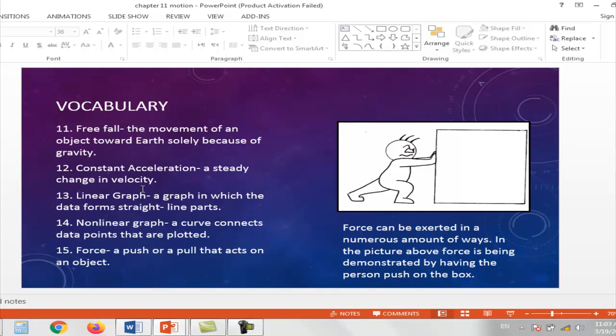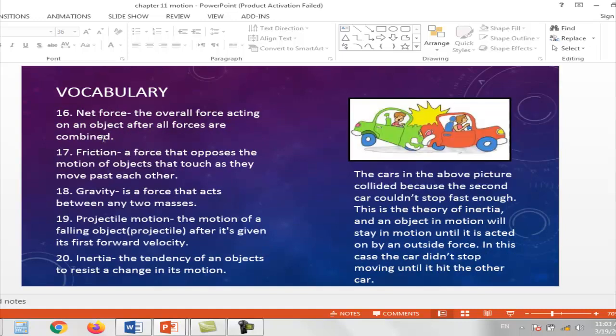So we have an important definition, gravity, the force which attracts the body to the center of the earth. What is the meaning of force? It's a push or pull that acts on an object. After that, we talked about the meaning of net force, friction, gravity, projectile motion, and inertia. These are very important definitions.